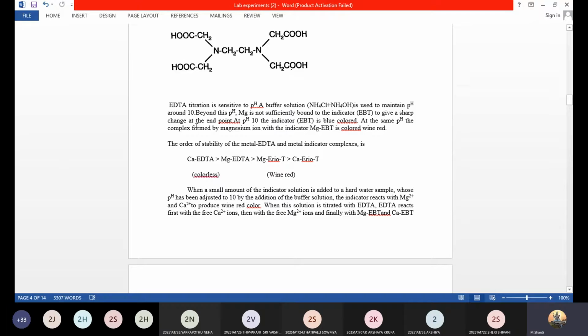So what is the role of buffer here? To maintain pH 10. But not only that, even the metal EDTA complex is more stable at this particular pH. Now, if you see the order of stability, calcium EDTA is more stable than magnesium EDTA, which in turn is more stable than Mg-EBT, and then finally the least stable one is the calcium EBT complex.